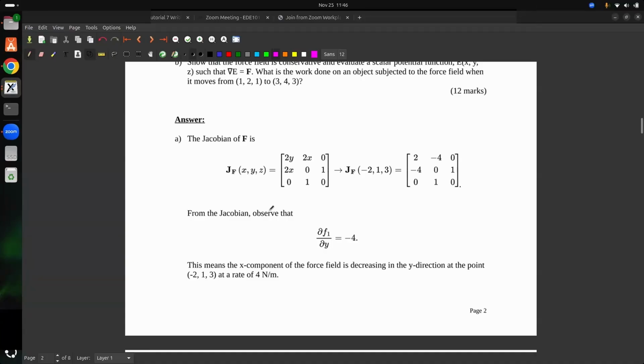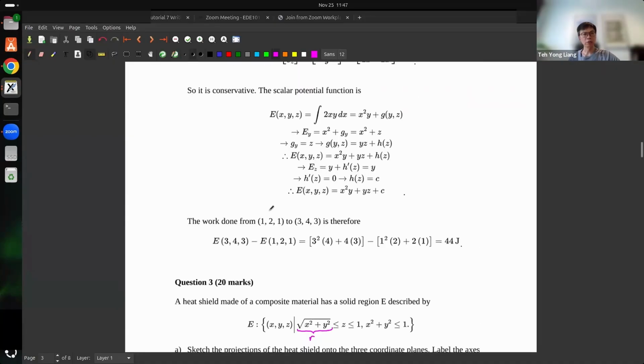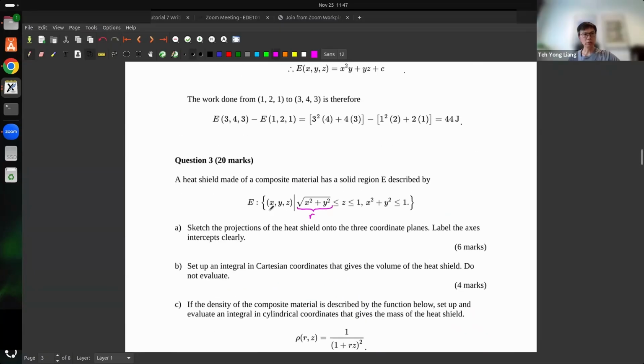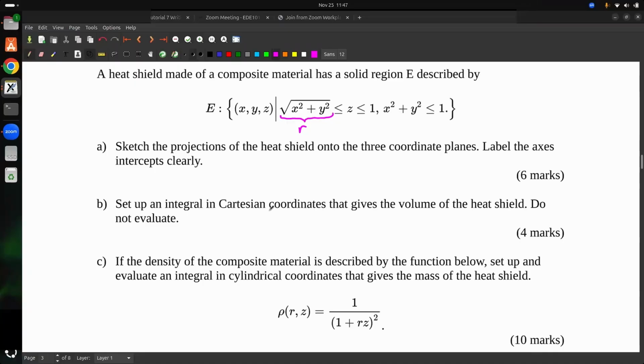Can you go through question 3 again? I think one of us doesn't understand. Question 3, okay. Question 3 is on the triple integral, is it? Which part don't you understand? I think the entire question. The entire question, okay.